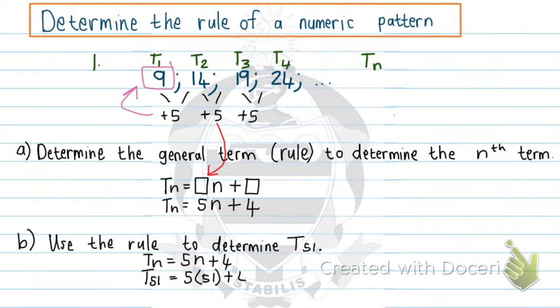Remember, if I put an n by the T, then there's an n in the formula. If I put 51 by the T, then there's 51 in the formula. So 5 times 51 is 255, plus 4 is 259. Please check that with your calculator so that you know that you're with me, and then we are going to do another example.